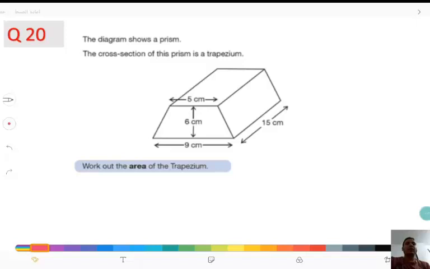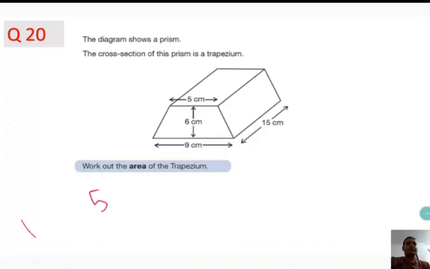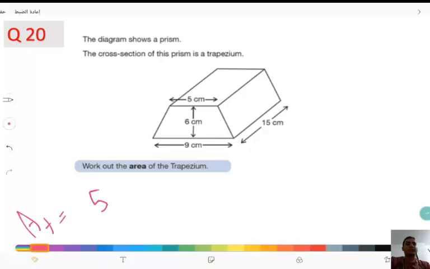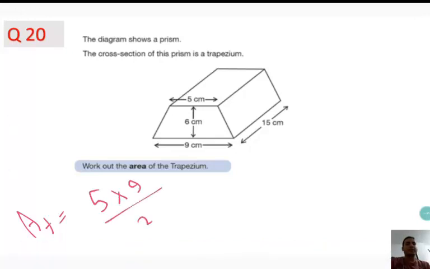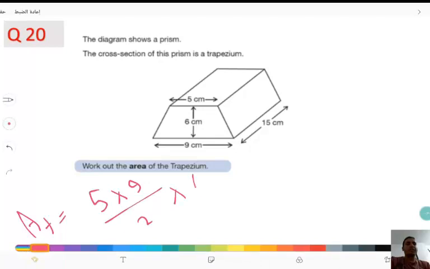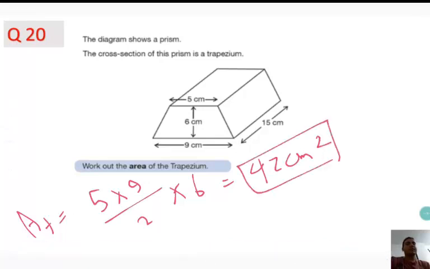The diagram shows a prism. The cross section of this prism is a trapezium. Work out the area of the trapezium. We have a law for the area of a trapezium: the top side plus the bottom side, divided by 2, times the height. And he gave you all the dimensions. So area of trapezium equals 5, the top side, plus 9, the bottom side, divided by 2, times the height, which is 6. Finally it equals 42 centimeter squared. This is the area of the trapezium.